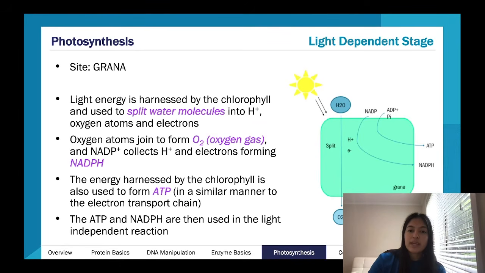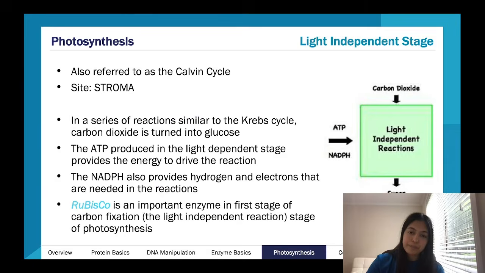To be a little bit more specific, our water molecules, you can see, split into our hydrogen and our oxygen. Oxygen is our waste product. Our hydrogen goes to the next stage via our NADPH. Our ATP is produced going into the next stage as well. This is in the grana. The light independent stage is in our stroma, so in this liquid.